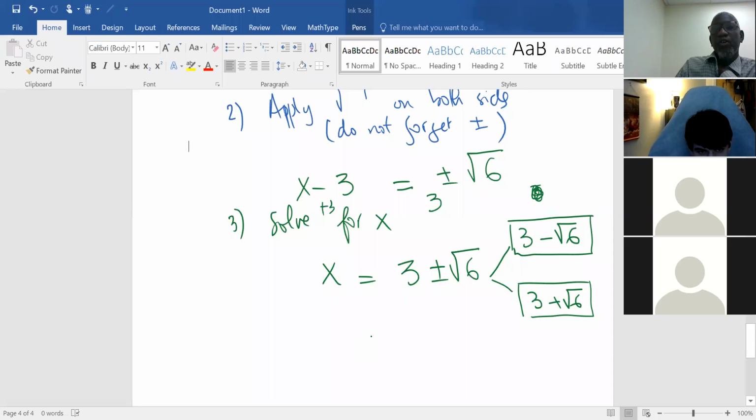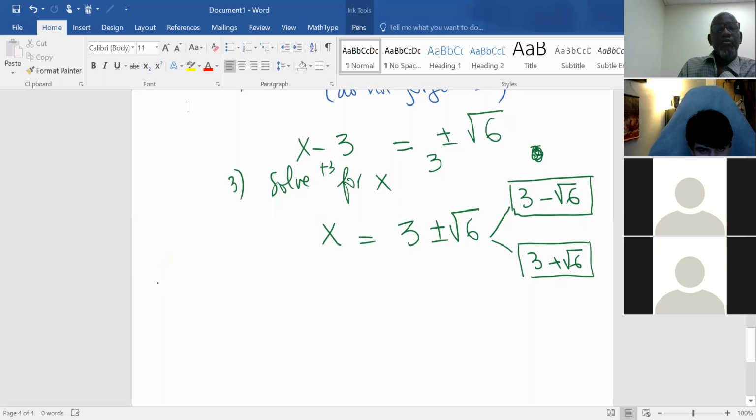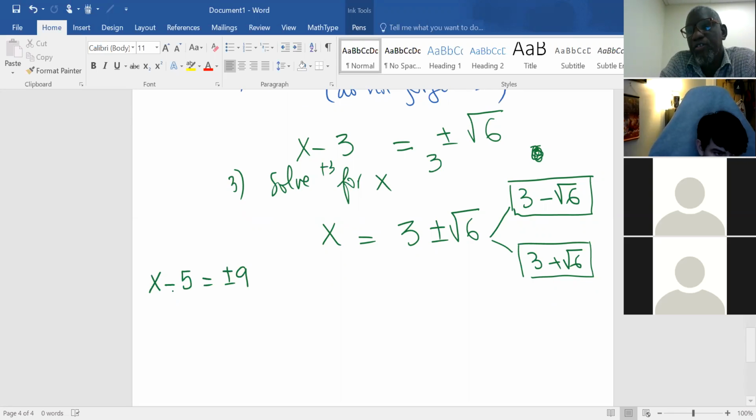So before we move on, can you tell me what these 2 numbers are? If you have x minus 5 equal to plus or minus 9, can you give me the values of x here? Don't rush. I want everybody to do that by themselves, and I'll see what values of x they get. Would it be x plus 13 or x minus 4? You see, you're kind of rushing.